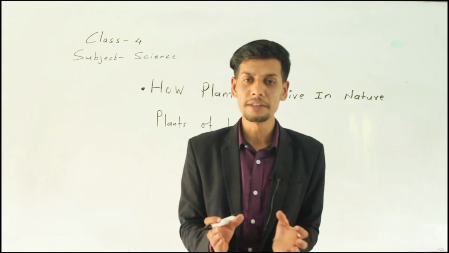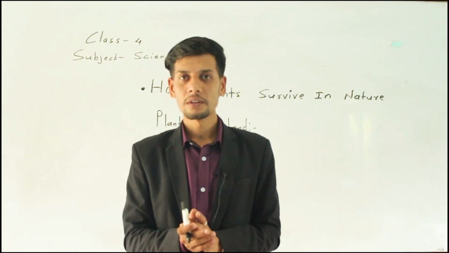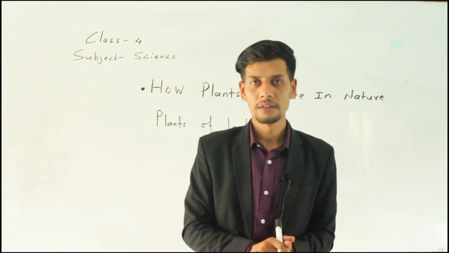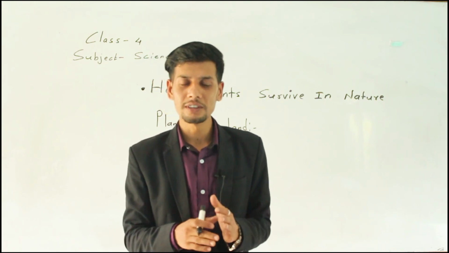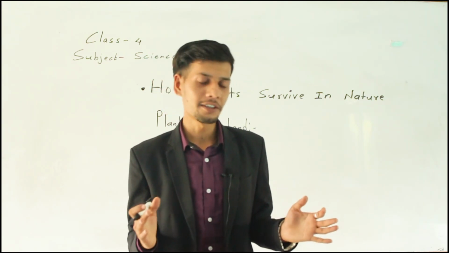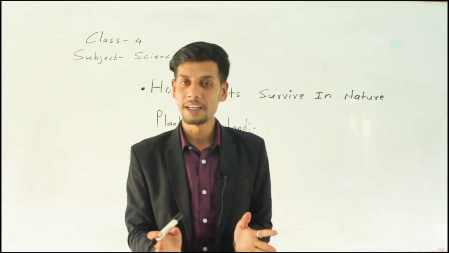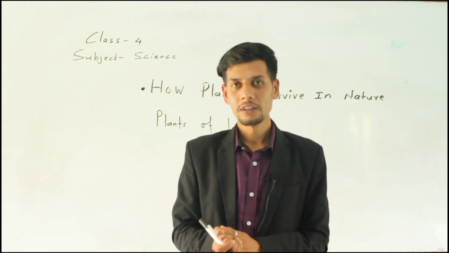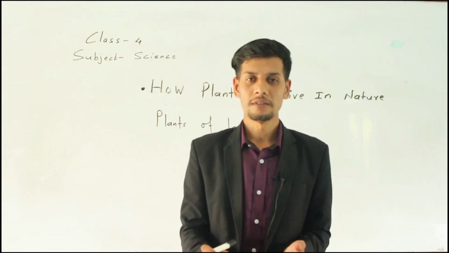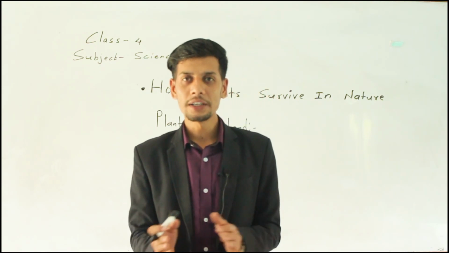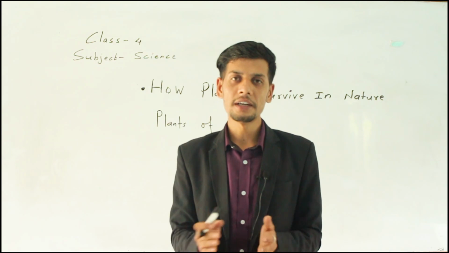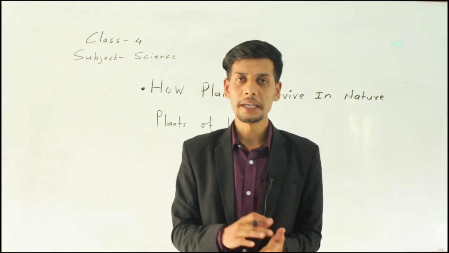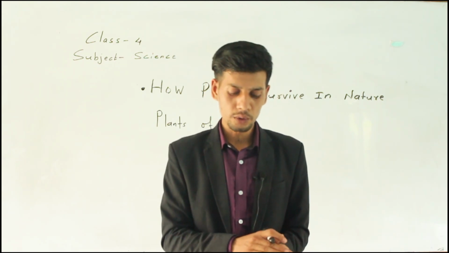Most of the big plants grow on land. When you think about the habitat of a plant, we think about just land as the habitat of a plant, but not only that. We can find many plants in water. Okay, so habitats vary from plant to plant.